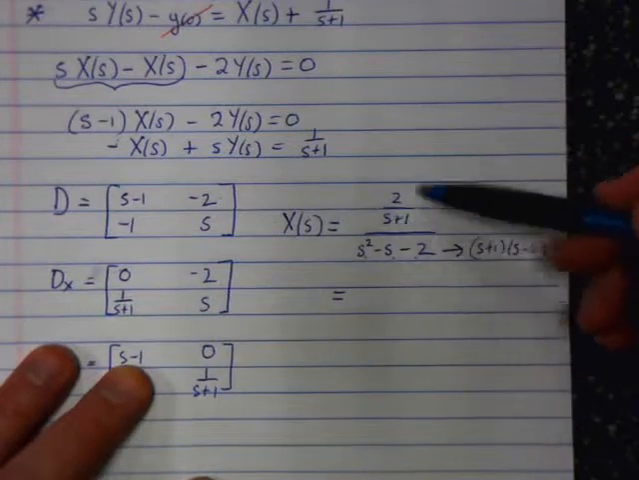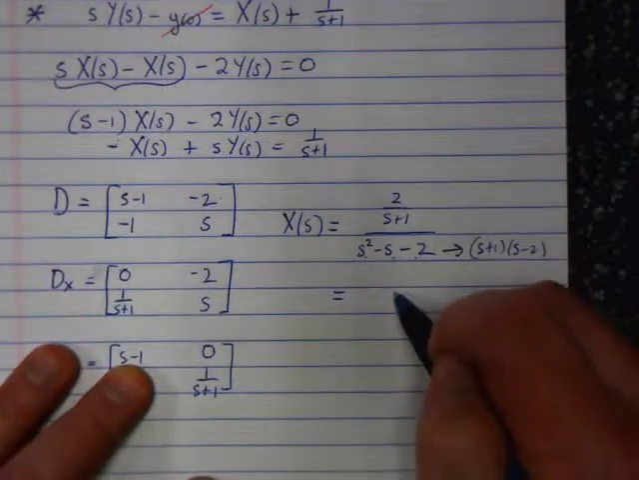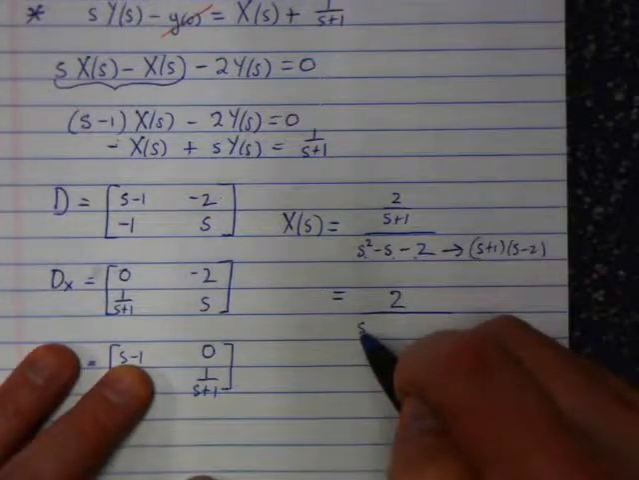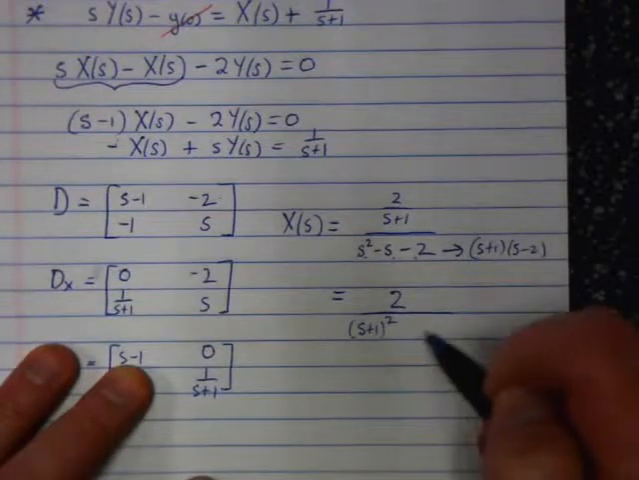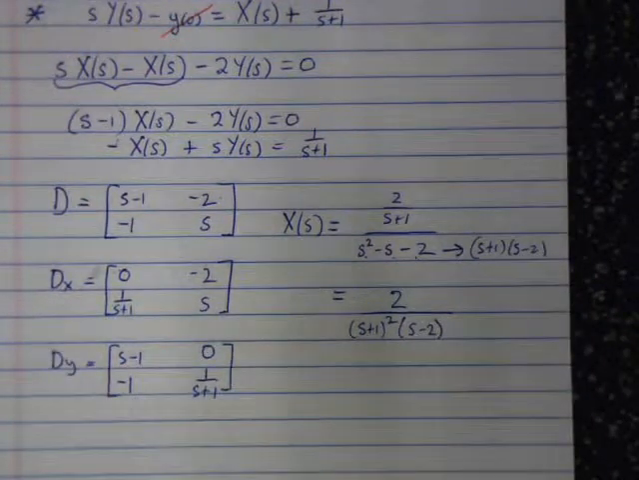But I already have this thing up on top. So I'm going to end up with 2 over s plus 1 squared times s minus 2.